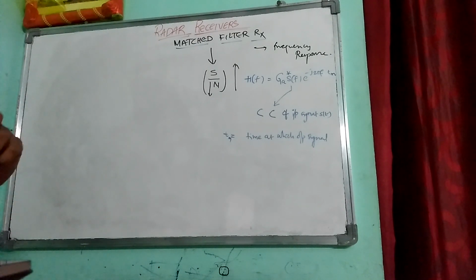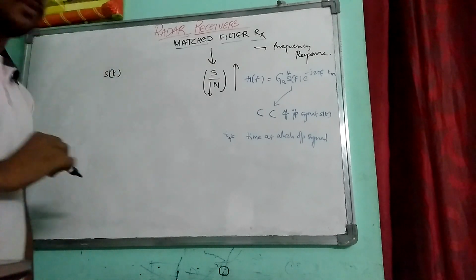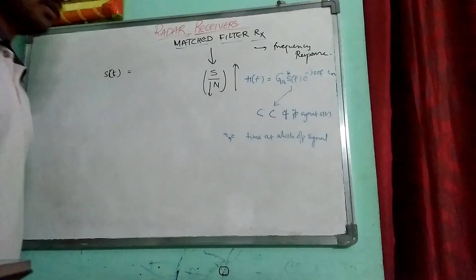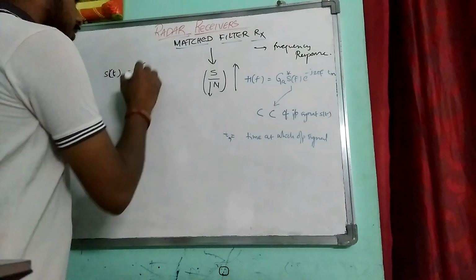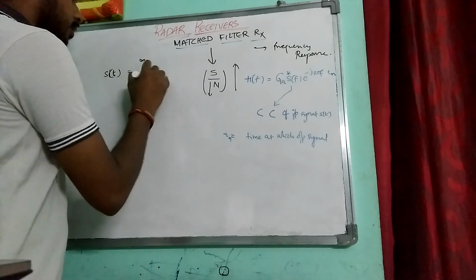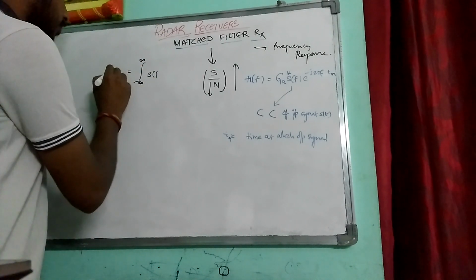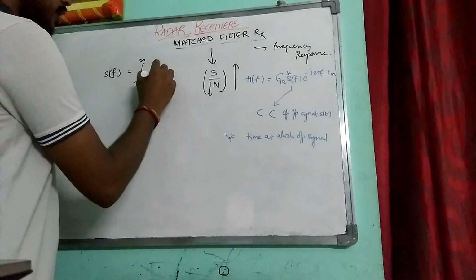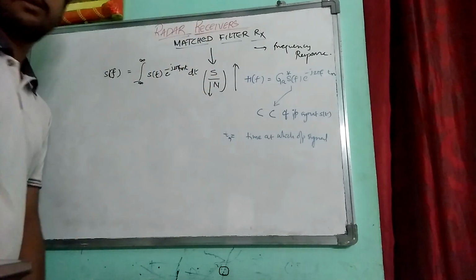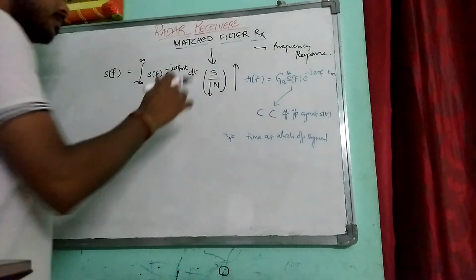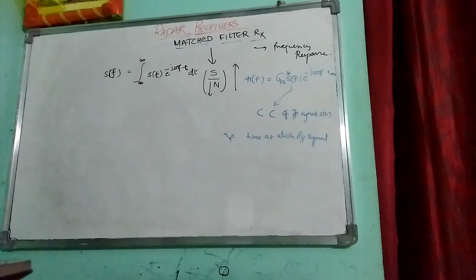Let us say the received signal is s of t. S of f is given by the Fourier transform: integral from minus infinity to infinity of s of t e power minus j 2 pi f t dt. This is the received signal.